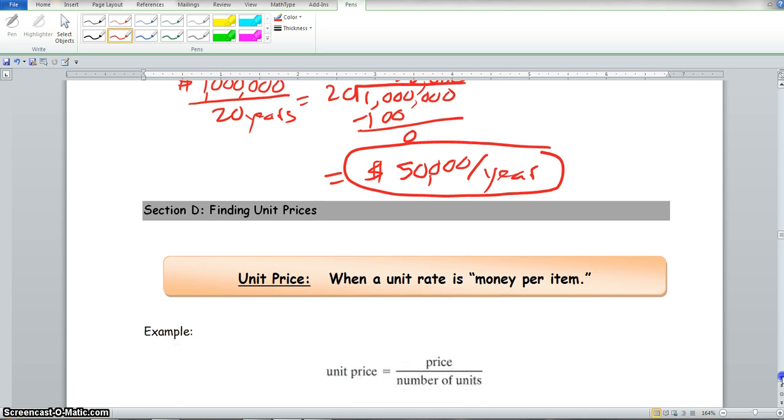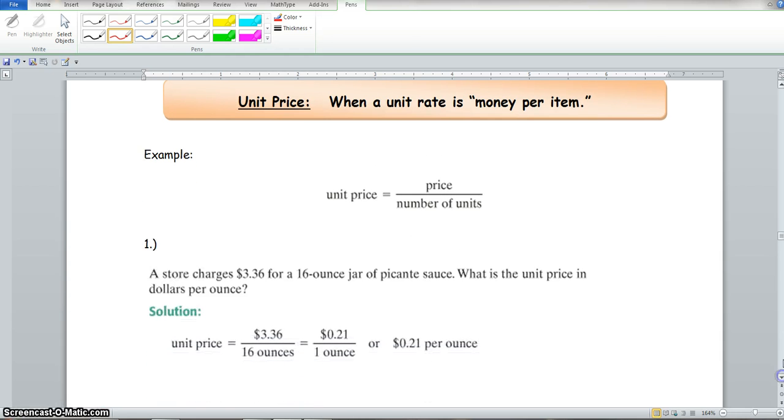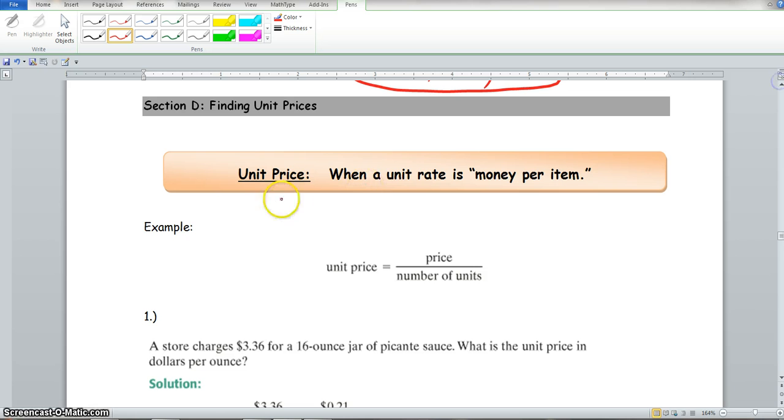Now we go down here to section D, finding unit prices. A unit price, or unit rate, is money per item. So a unit price, you have the price divided by the number of units. And this is how you always do unit pricing. It's always the money divided by the units.